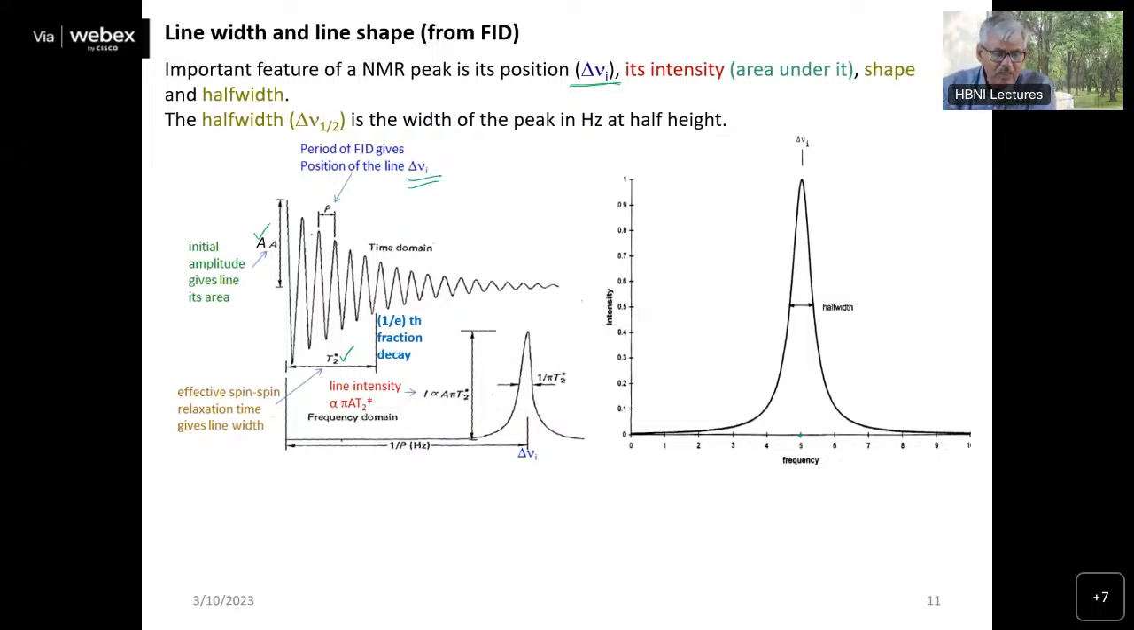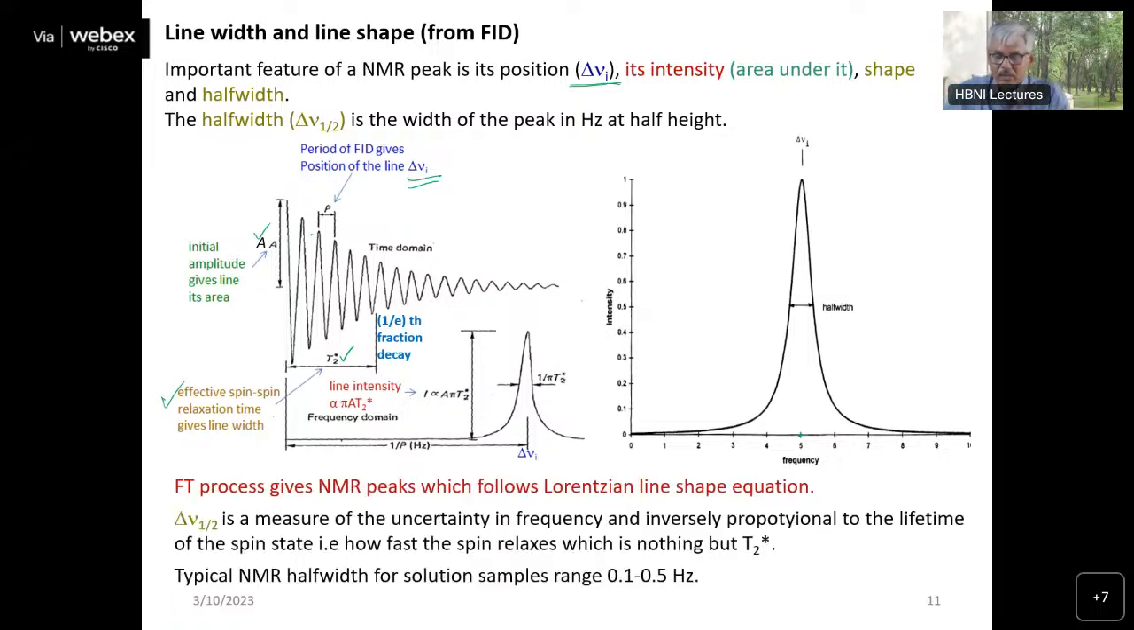And the shape means we will always talk about the half width, or the frequencies covered in the half width. That is again governed by the effective spin relaxation time. So this effective spin relaxation time gives you the half width of the peak, while the intensity and area of the peak depend on the initial amplitude of the FID as well as the T2 star.